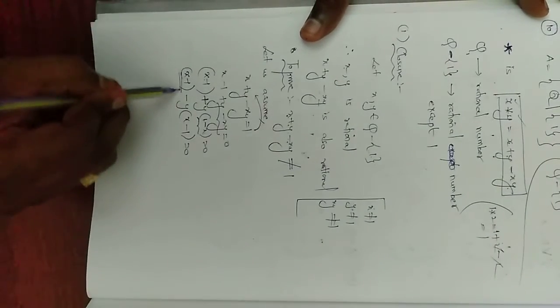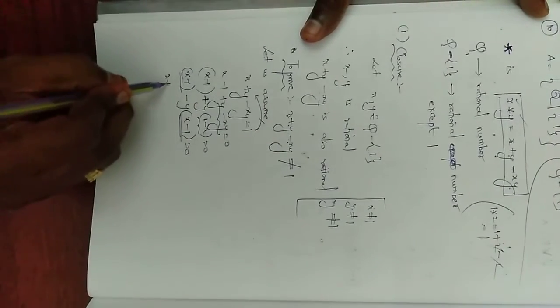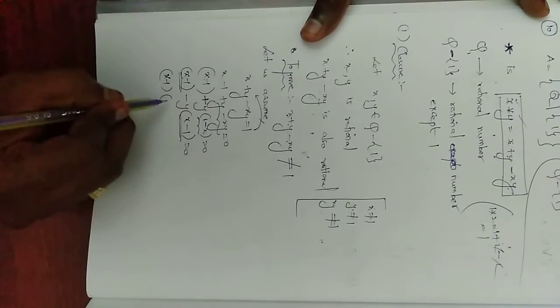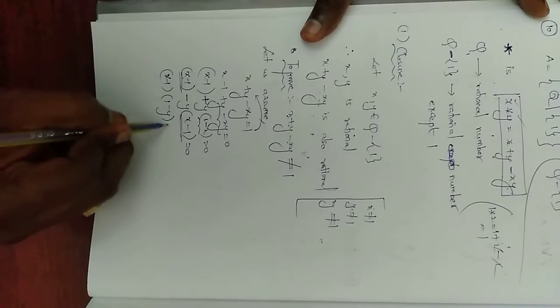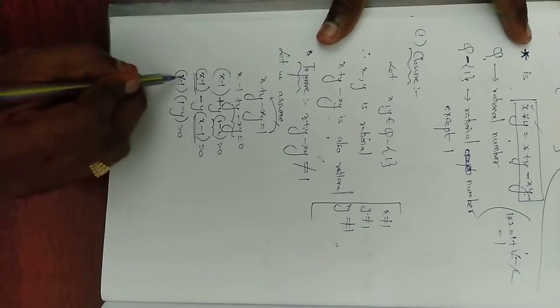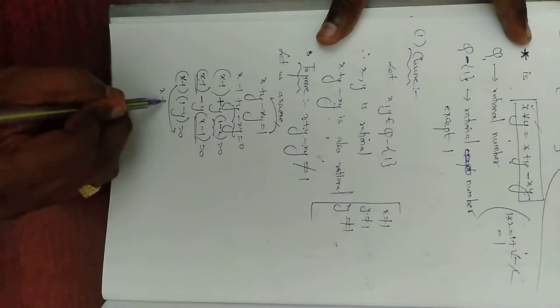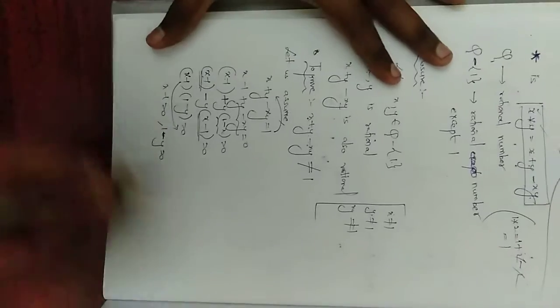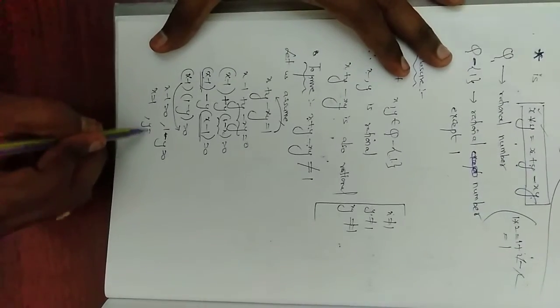After that, see here, this is x minus 1, x minus 1. x minus 1 is common. If I take x minus 1 common, what is left outside becomes 1, minus y is equal to 0. So 1 minus y equals 0. Now, equal to 0: x minus 1 equal to 0, 1 minus y equal to 0. So what is the answer? x is equal to 1, y is equal to 1.